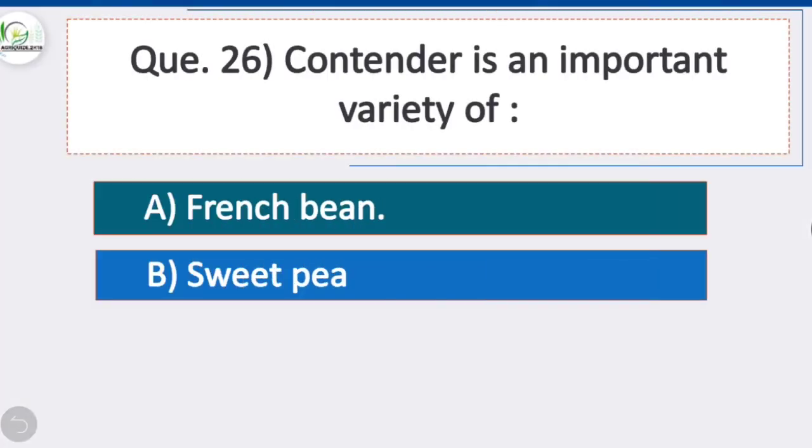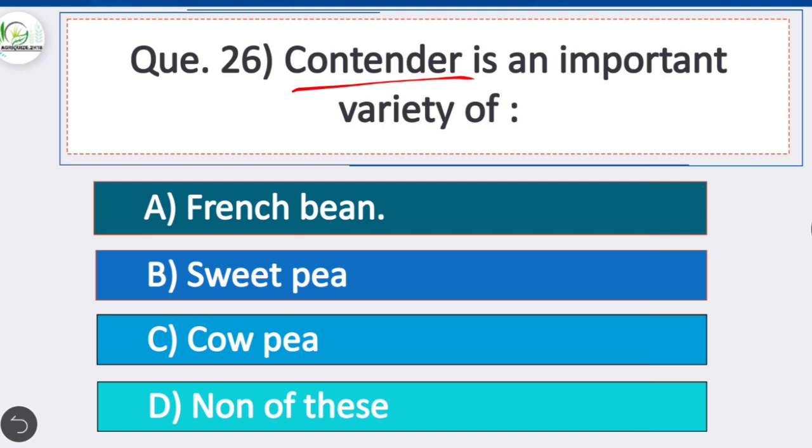Next question, question number 26. Contender is an important variety of, option A is correct, French bean. Contender is a variety of French bean. The plants are bushy with pink flowers. Pods are green, round, long and stringless. Tolerant to mosaic and powdery mildew. And yield is 20 tons per hectare.